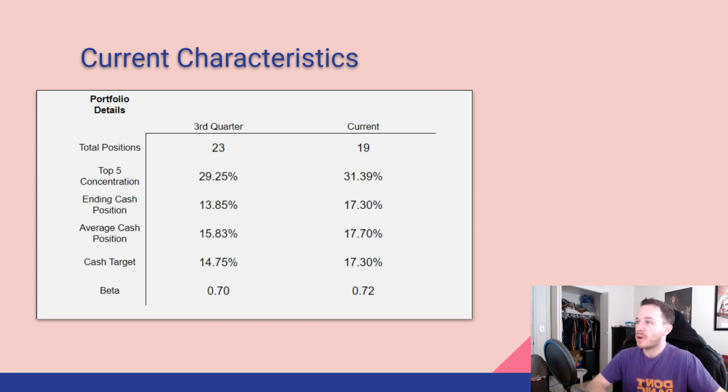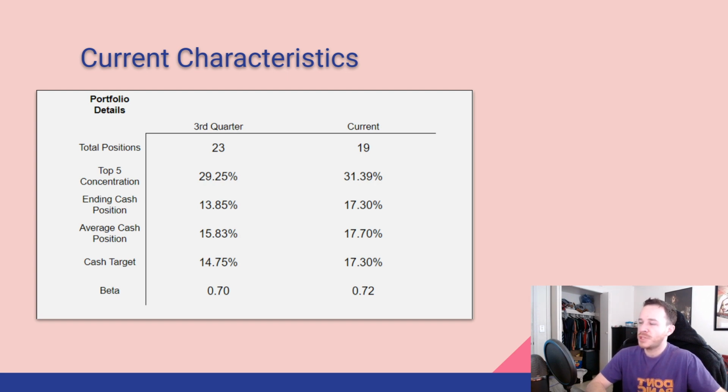We've also increased our concentration, which is what you would expect if your portfolio positions go from 23 to 19. There's kind of an inherent concentration going on there. But the top 5 concentration went from 29% to 31%. So really, a lot of that extra movement actually happened in the smaller positions, is what that shows.